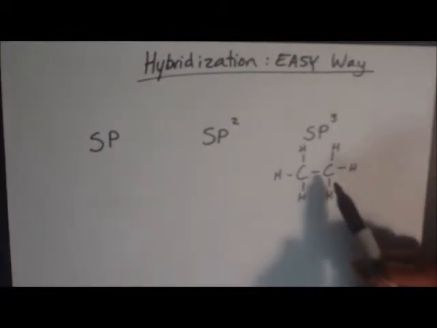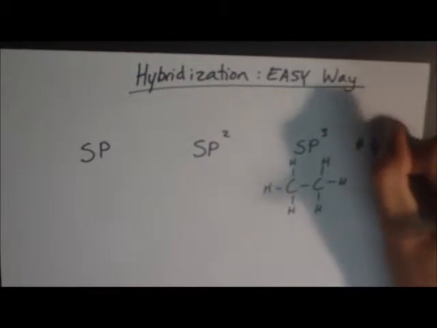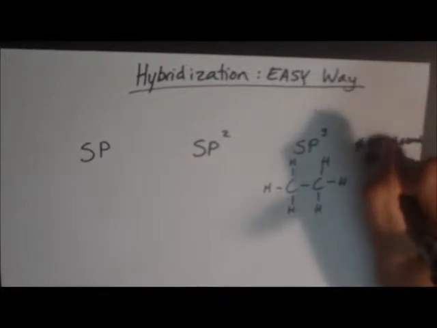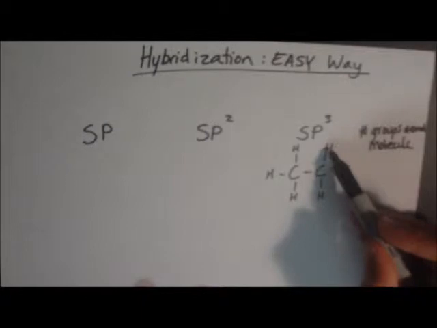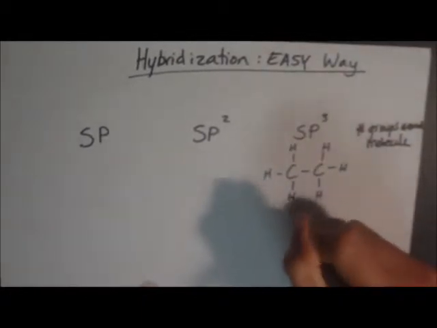Now, how do you know that this is an sp3 hybridized molecule? Well, an easy way to tell is to count the number of groups around, let's say, the central carbon, or a central molecule. That is just the number of groups around a molecule. It is the easy way to determine a hybridization. So let's check out this carbon. It has 3 hydrogens and 1 carbon bonded to it. So it has 4 groups total, meaning it is going to be sp3 hybridized.